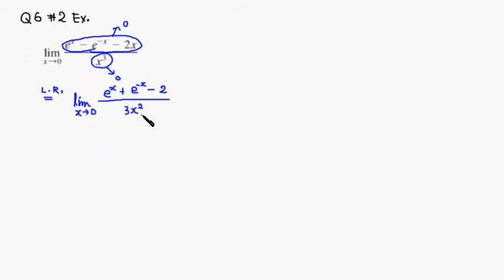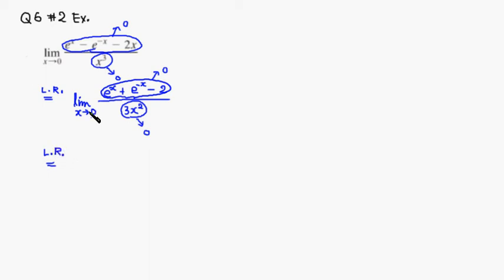Then plug in. So x goes to 0. You can see that the denominator still goes to 0. If you plug in 0 on top, e to the 0 plus e to the 0 is 2 minus 2. So again, the numerator goes to 0. So we have 0 over 0 again. So we're going to apply L'Hopital's rule again.